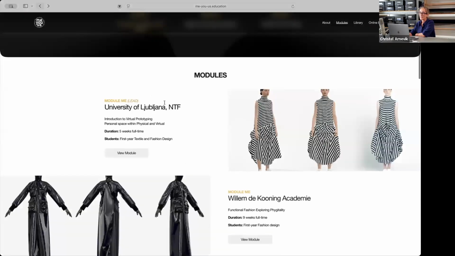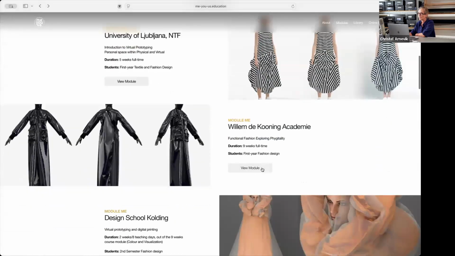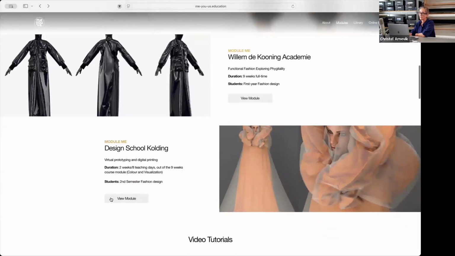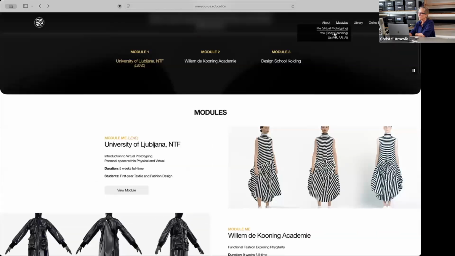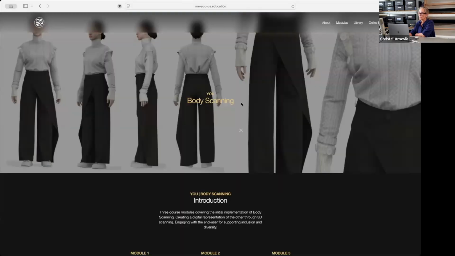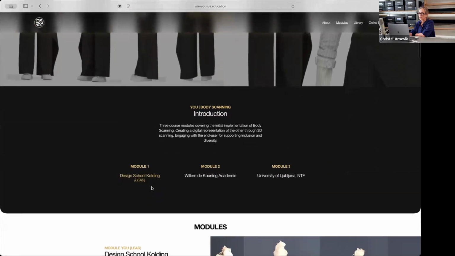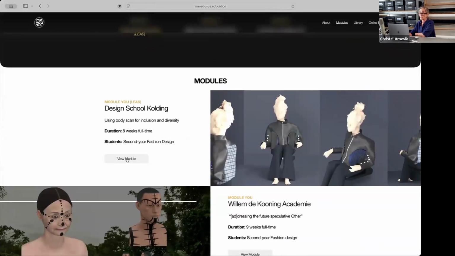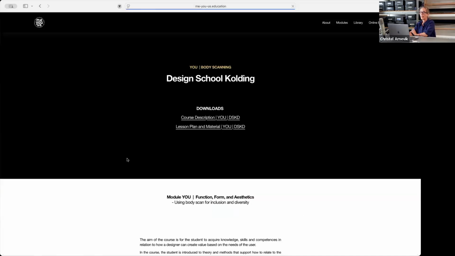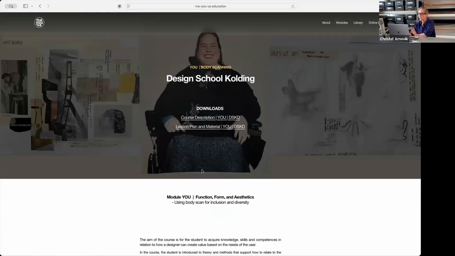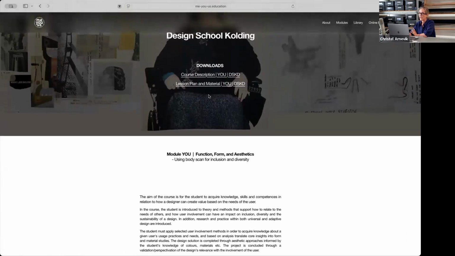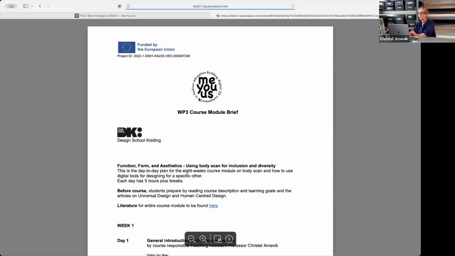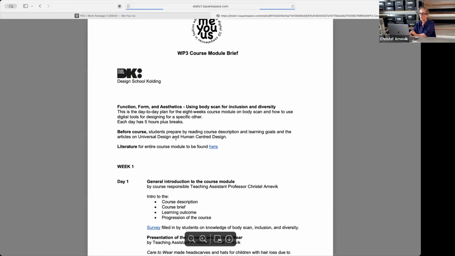Then the same goes for Willem de Kooning and for Design School Kolding. Further on, in the second year, Design School Kolding had the lead. And here as well, you can see what the course descriptions are, what the lesson plan and material are. And you will see here, the entire literature list can be downloaded.